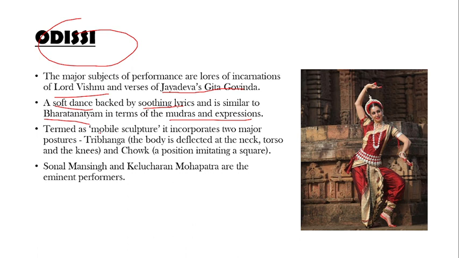It is termed as mobile sculpture as it incorporates two major postures, that is Tribhanga, where the body is deflected at the neck, at the torso and the knees. So this is the Tribhanga. And Chauk is a position imitating a square like this. So you're sitting like this. Sonal Mansingh and Kelucharan Mahapatra are the eminent performers of Odissi.